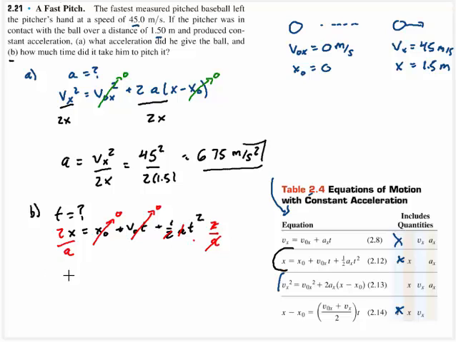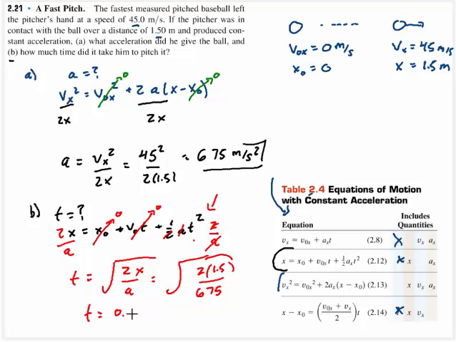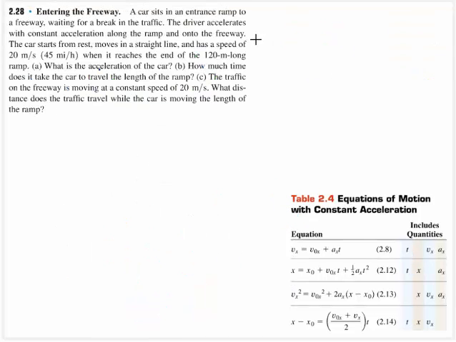And then I want to take the square root of both sides to get rid of this square right here. So time is going to be equal to the square root of 2 times the distance divided by the acceleration. Simply say, okay, 2 times 1.5 divided by 675, and you pack that into your calculator, and you're going to come up with a time of 0.0667 seconds.